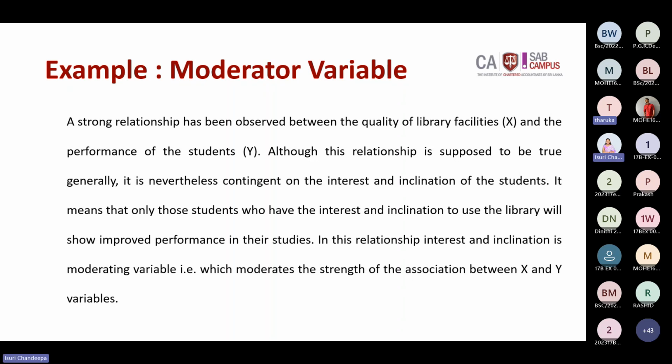Right? So therefore, given the example here, we can identify the interest and inclination as a moderating variable which moderates the relationship between the quality of the library facilities and the performance of the students. I hope it's clear to you the role of the moderator.